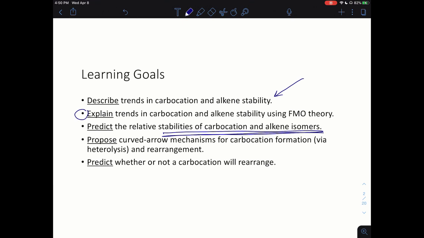Then we're going to switch gears and talk about something called carbocation rearrangement, propose curved arrow mechanisms for carbocation formation and rearrangement, and then try to predict whether or not a given carbocation will rearrange.